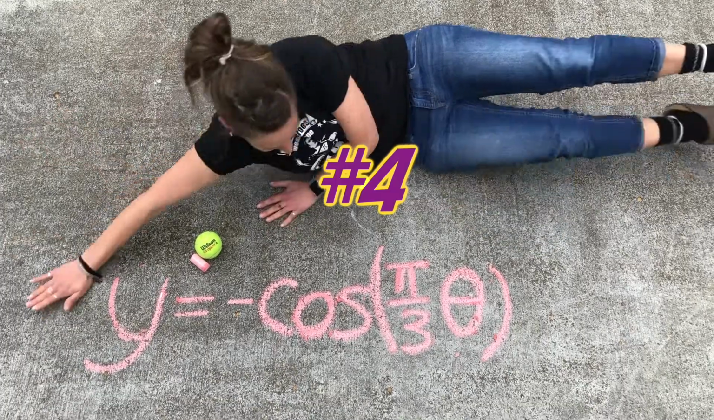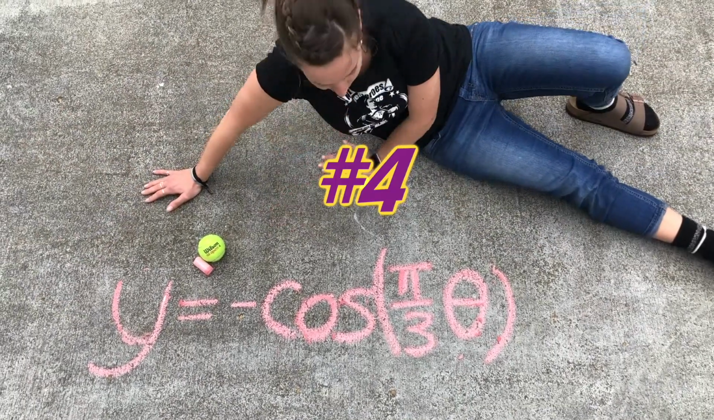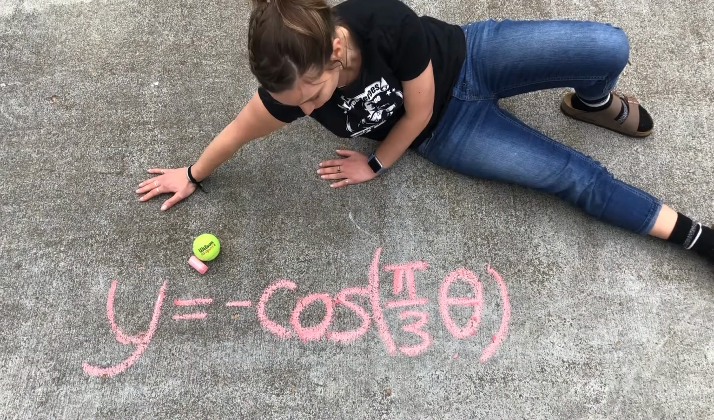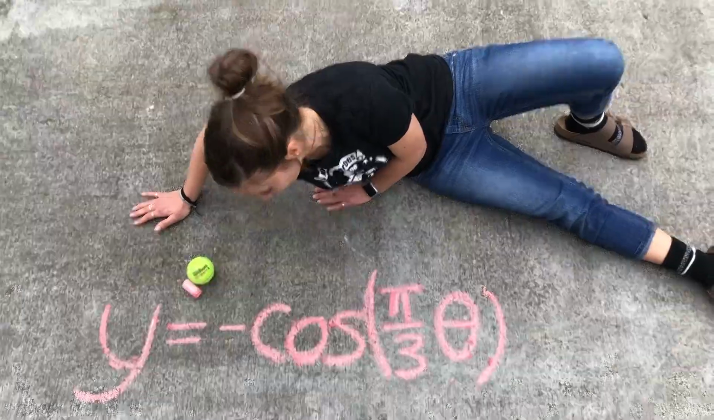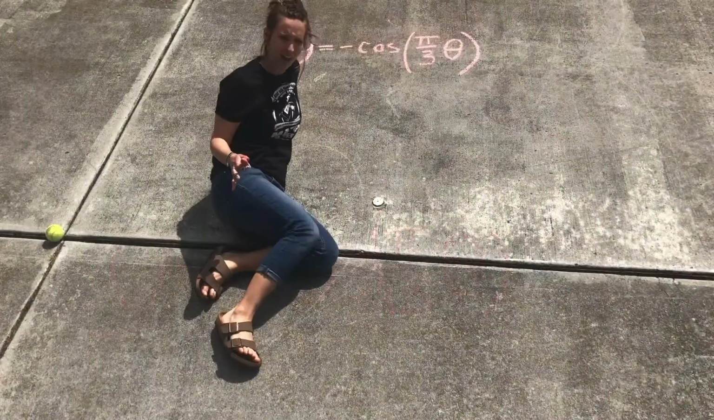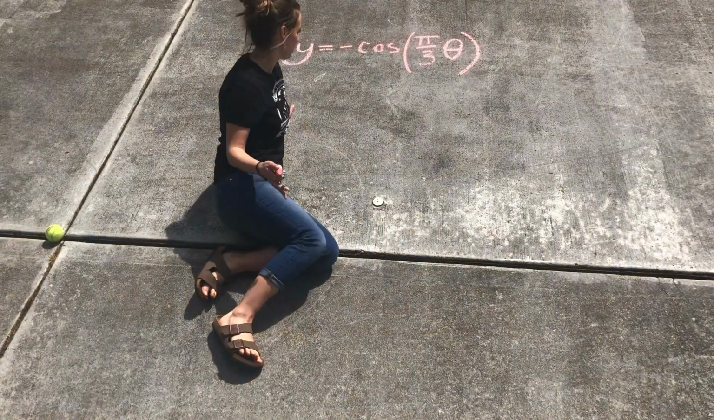Come on, Wilson. Y equals negative cosine of pi over 3 theta? Should I graph that? Okay, buddy. But wait a second. We don't even know our transformations yet.